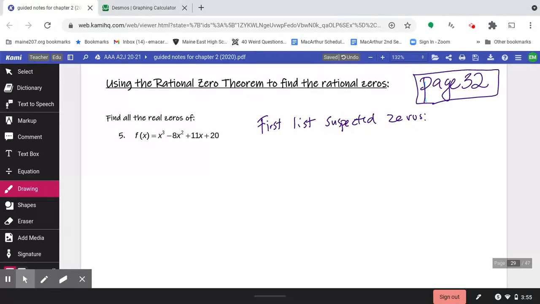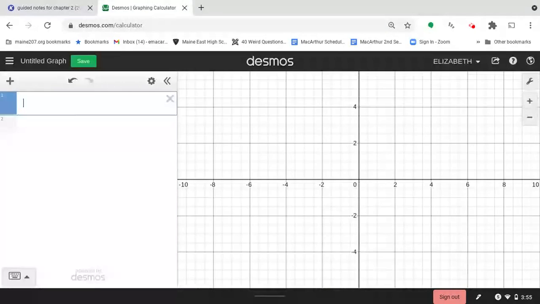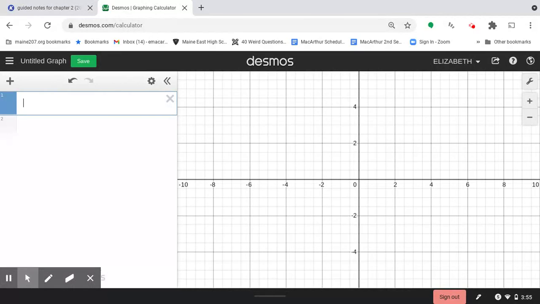That's the idea. And you might notice up at the top, I have another tab open, which is our Desmos graphing calculator. And that's what we're going to use in order to find what we suspect are our zeros. So what we're going to do is take this first equation, x cubed minus 8x squared plus 11x plus 20. And we're going to hop on over and type that in here.